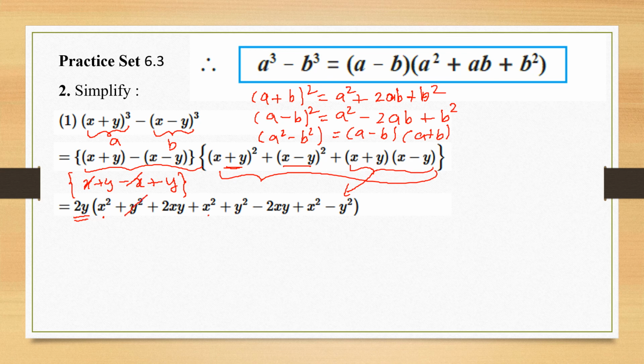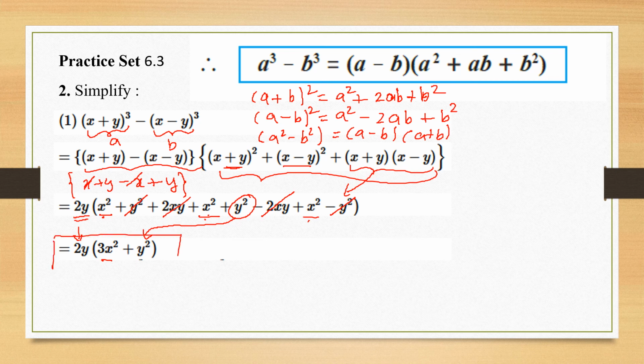Now if you see, this plus y square and this minus y square will get cancelled. This plus 2xy and this minus 2xy will get cancelled. So if you see, we have x square here, x square here and x square here. So we have x square 3 times. So x square plus x square plus x square becomes 3x square, this 2y as it is, and this y square, one term that is left, we will write as it is. So this becomes 2y into (3x square plus y square). So this is my final answer.